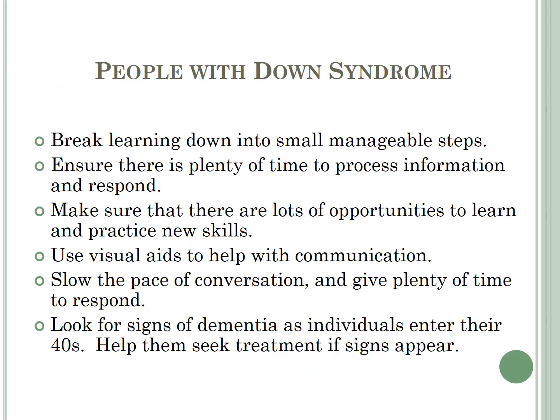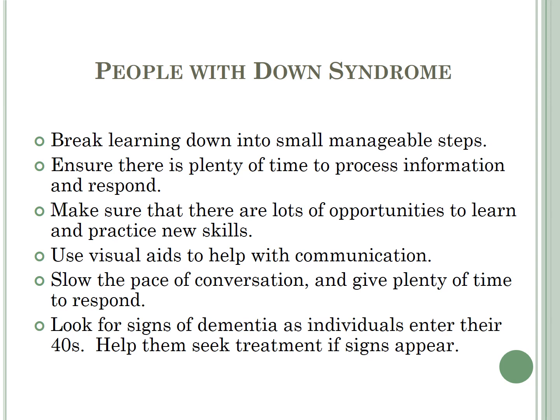For people with Down syndrome, since they do struggle with learning, a lot of these recommendations are going to be similar to that of someone with an intellectual disability. So you'll want to break learning down into small, manageable steps and ensure that there's plenty of time for the person to process information and respond. You'll want to give them lots of opportunities to learn and practice new skills.